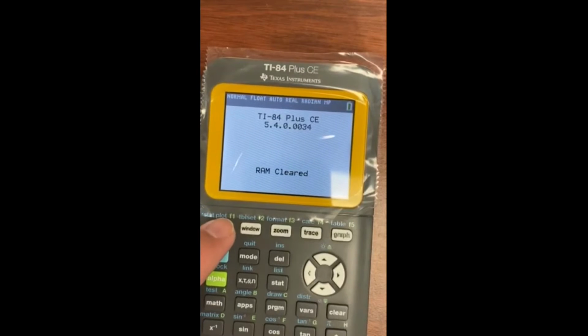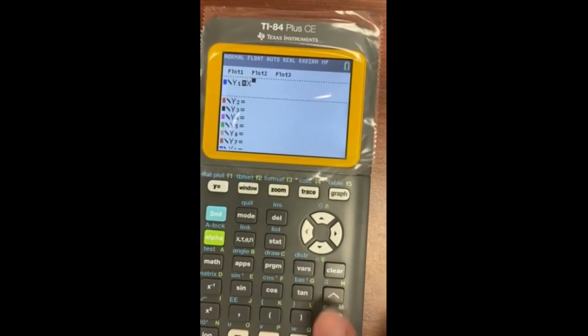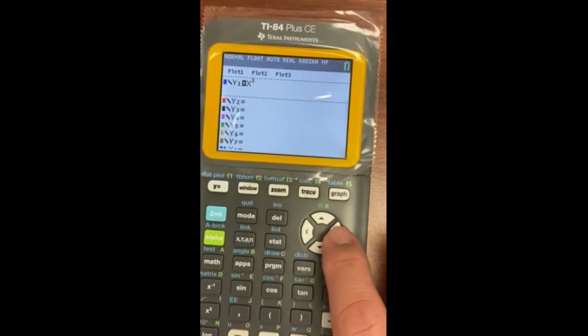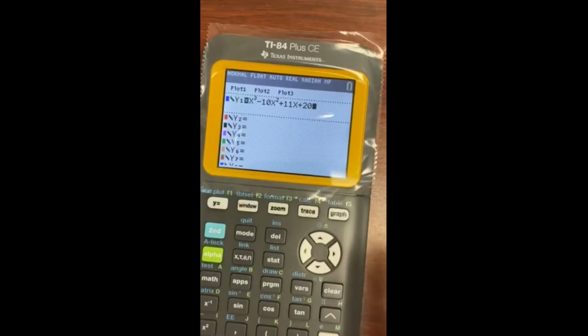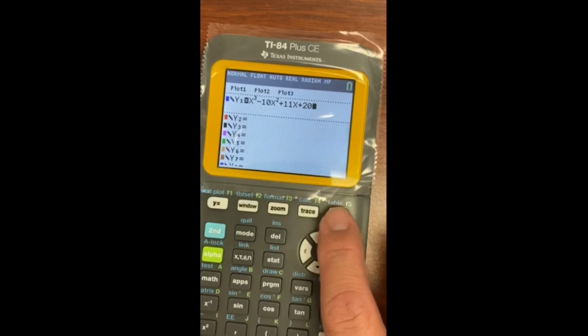So hit the Y equals on the top left. Let's say we have x to the third power. This is the caret here. 3. Hit the right cursor, and then let's say minus 10x squared, plus 11x, say plus 20. Okay. So for you to see the graph, you're gonna press graph on the top right.